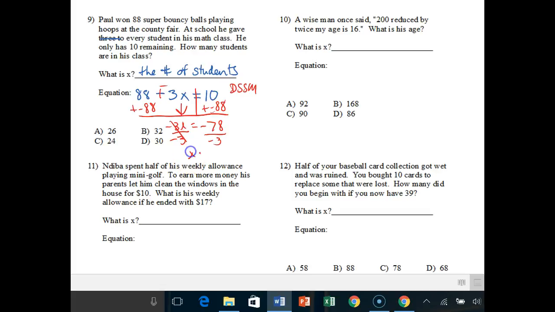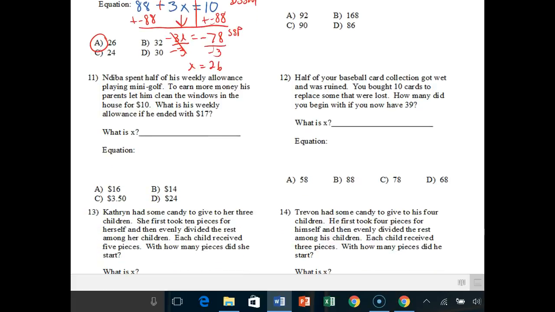And x is equal to a positive 26, because SSP there. So there are 26 students in this class. If you gave them each 3, if you started with 88, you gave out 78, and you should only have 10 remaining. Okay. Number 11.